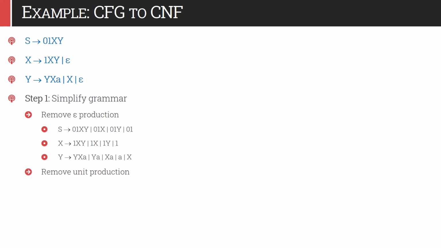Second step was to remove the unit production. Do we have any unit production for X? No. Do we have any unit production for S and X? No. Do we have any unit production for capital Y? Yes, there is one. Y derives X. So S and X would appear as they are. In Y, capital X should be replaced by all the productions of capital X. That is 1XY, 1X, 1Y and 1.